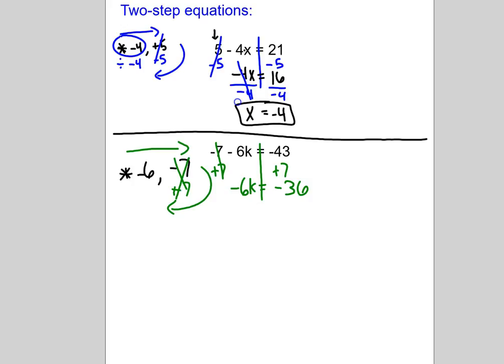Going back to your thought process, multiplying by 6, how do you undo that? You need to divide by a -6, leaving us with k, our variable, equals +6. And there you have it. That is your lesson on two-step equations.